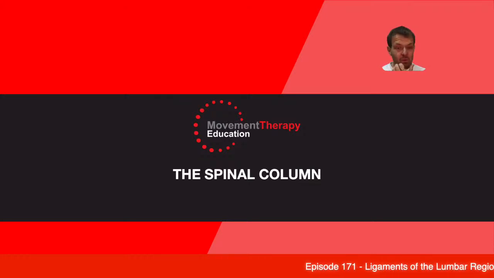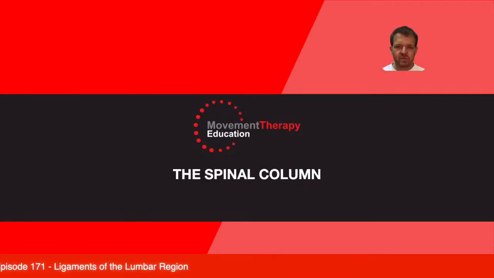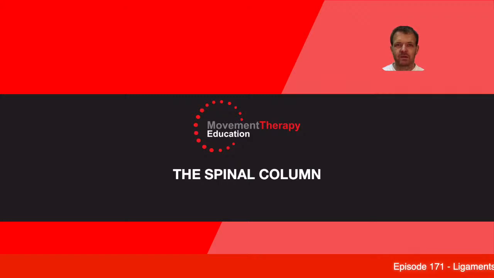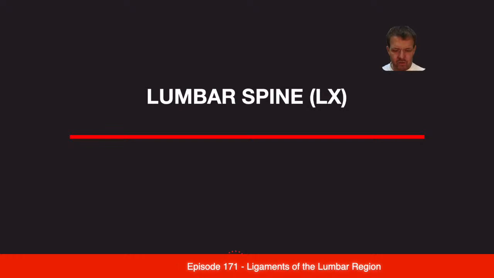So we're having a look at breaking down the spinal column. We've had a look at the bones and joints of the lumbar spine. We did that last week, and now we're starting to add on the passive structures, those connective tissue layers.